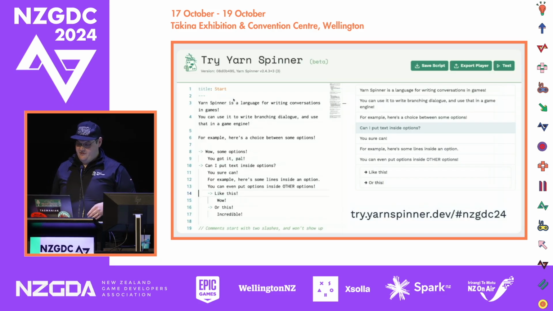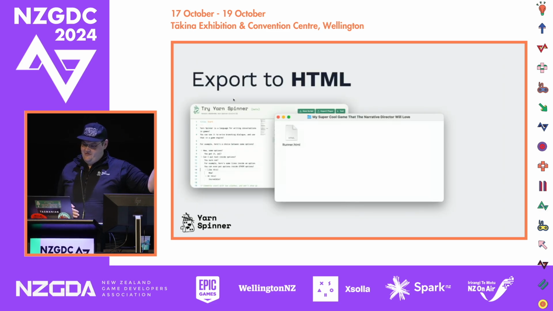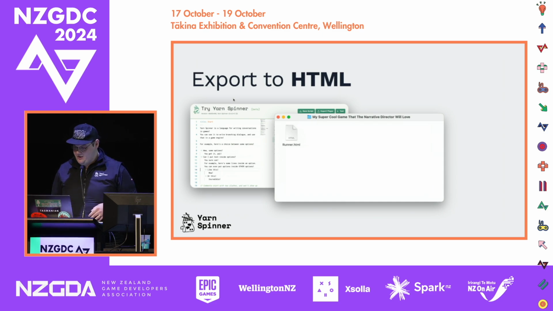try.yarnspinner.dev/NZGDC24. You can play with it. There's a picture of it. Oh, look, live demo one. We got there. And here's the export to HTML feature, so you can send an HTML copy of your game to people if you would like to show it off.